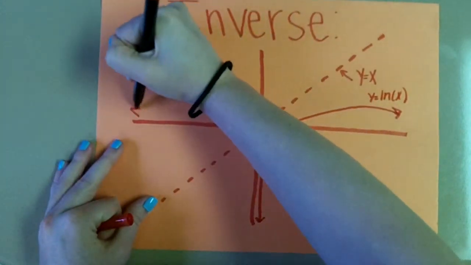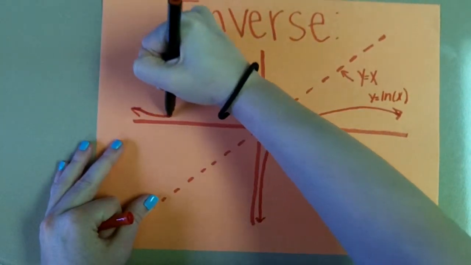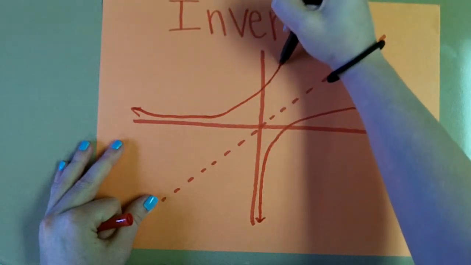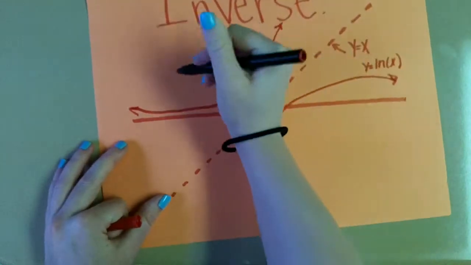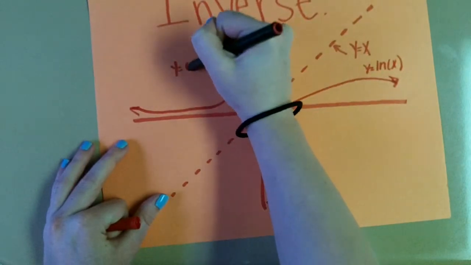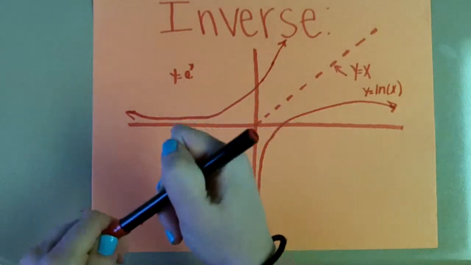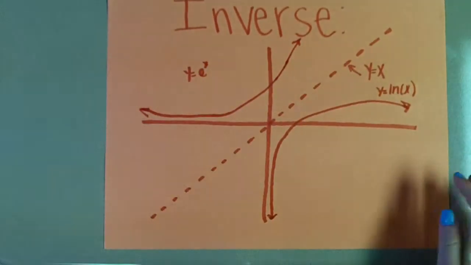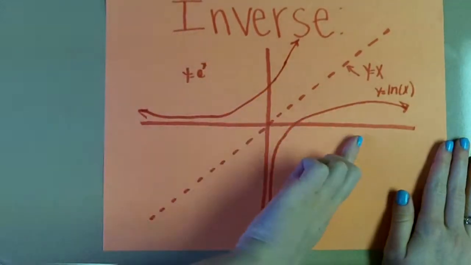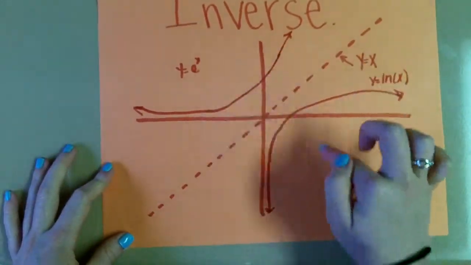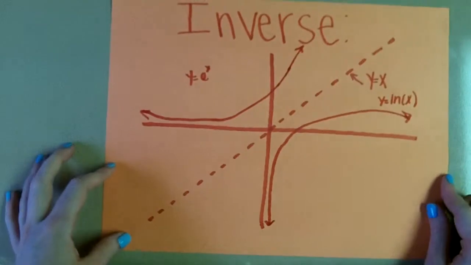And this is roughly what y equals e to the x power would look like. And so it's an inverse because they basically flip over y equals x and they kind of reflect each other. They look like each other.